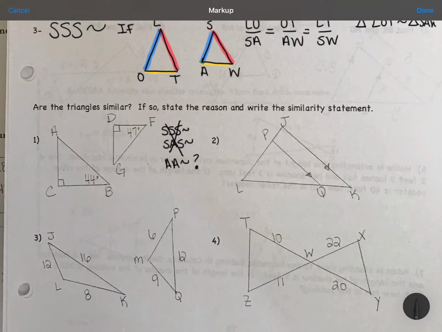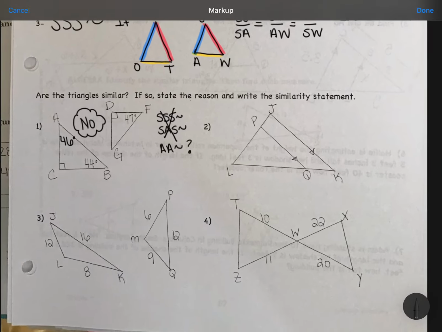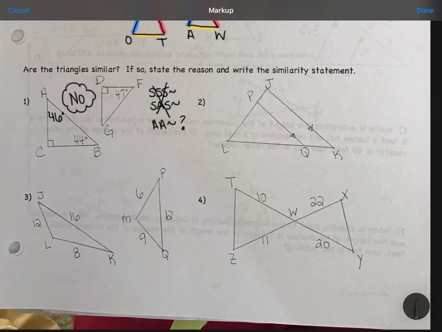The sum of a triangle is 180, so we can use that information to subtract 90 and 44 to get the measure of angle A. And when you do that, you get 46 degrees. So 46 does not equal 47. So there are no 2 angles that are congruent, so it's not similar. And because they're not similar, I'm not going to have to write a similarity statement. So were they similar because of angle-angle? No, I don't have two angles that are congruent. All I have is the one, which is that 90 degrees.